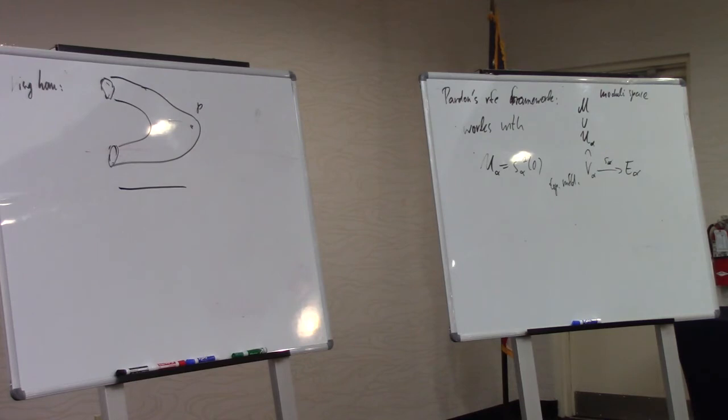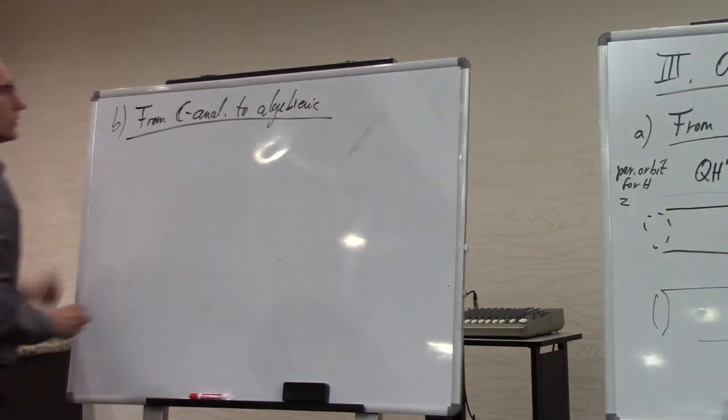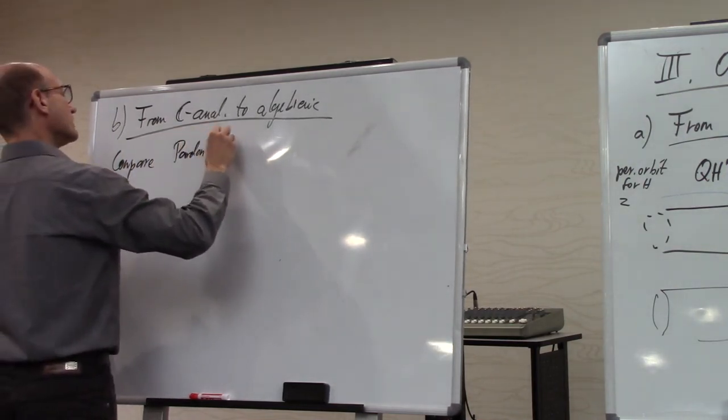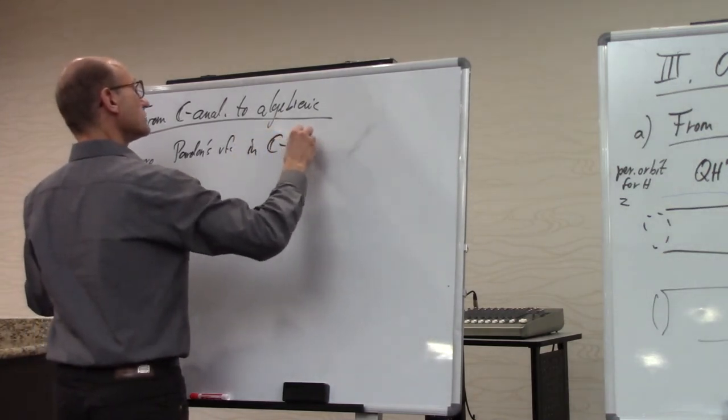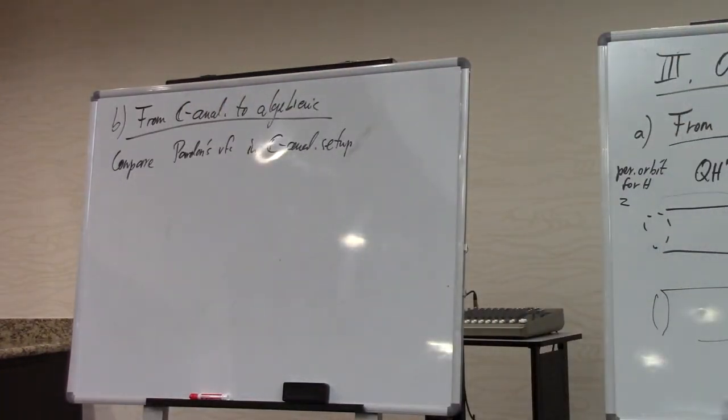So let me, this would actually be from C analytic to algebraic. So we need to compare Pardon's VFC framework in the C analytic setup. Note that this is really C analytic now, right? We would be doing, where is it? That kind of thing. And compare it once you have bubbles over here. Yeah, so that would somehow be generated to something that looks like this, and then you have a three-puncture sphere here. This is the kind of thing you have to look at.